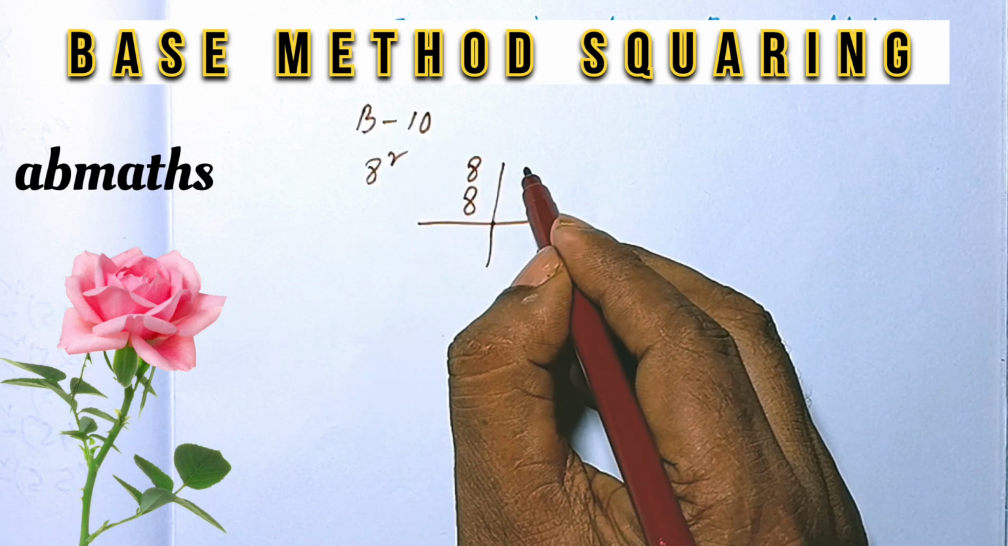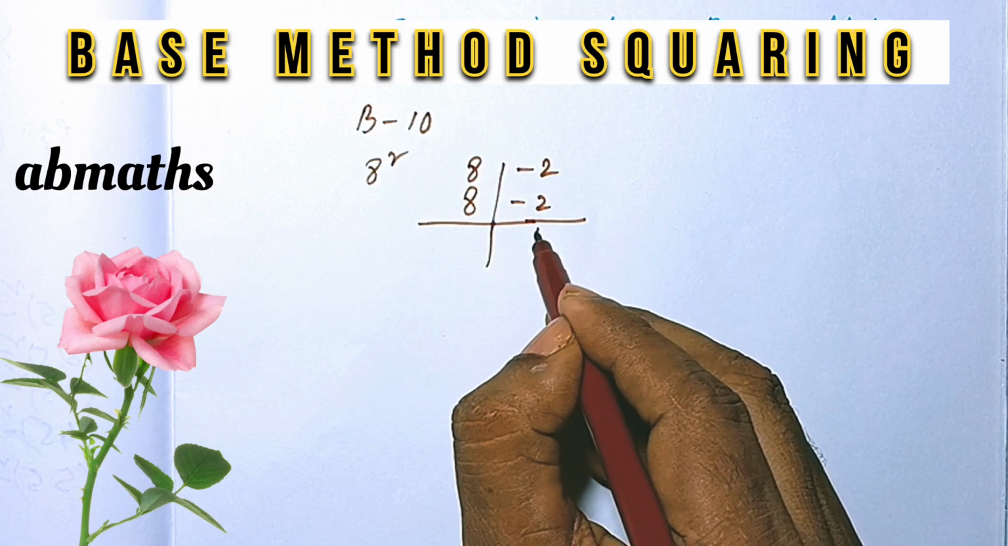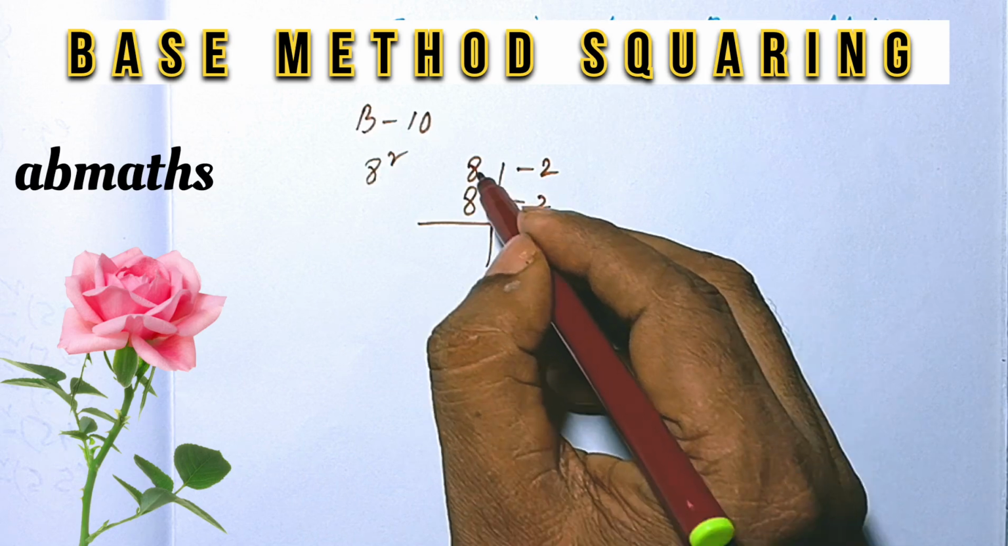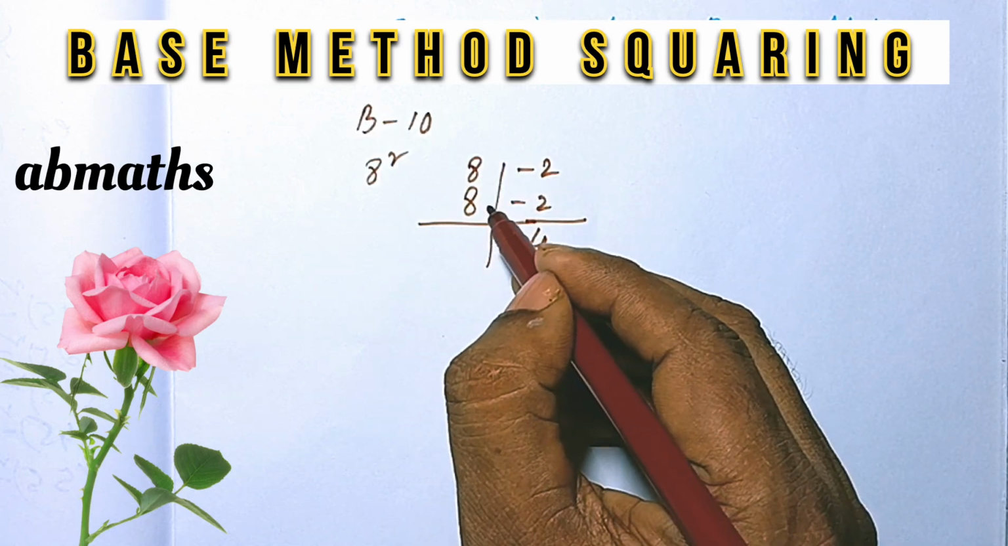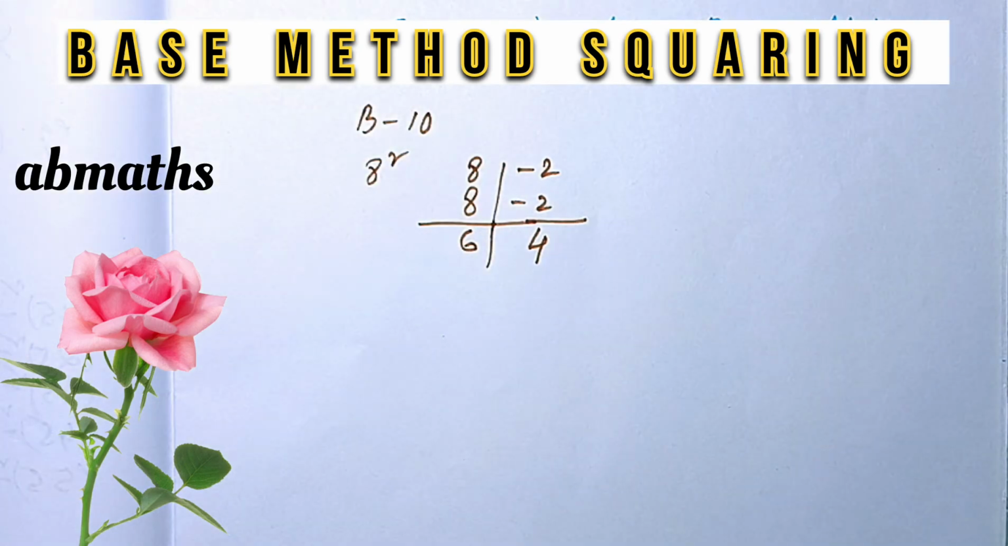8 is 2 away from 10, here as well, and 2 times 2 is 4. Then the cross sum, we have to find out, whether 8 minus 2 or 8 minus 2 on this side. It will be 8 minus 2, 6, so 64.